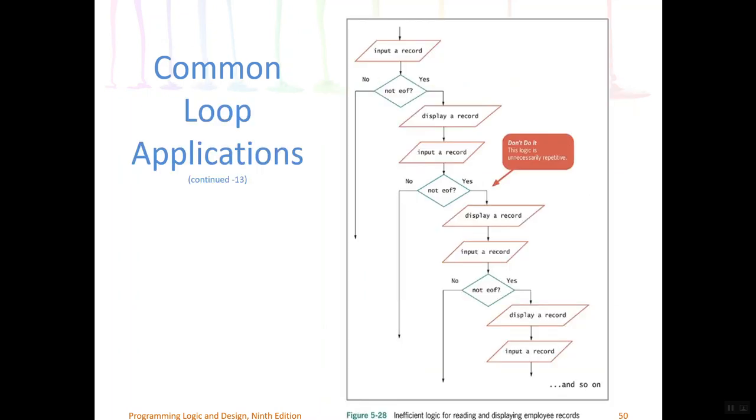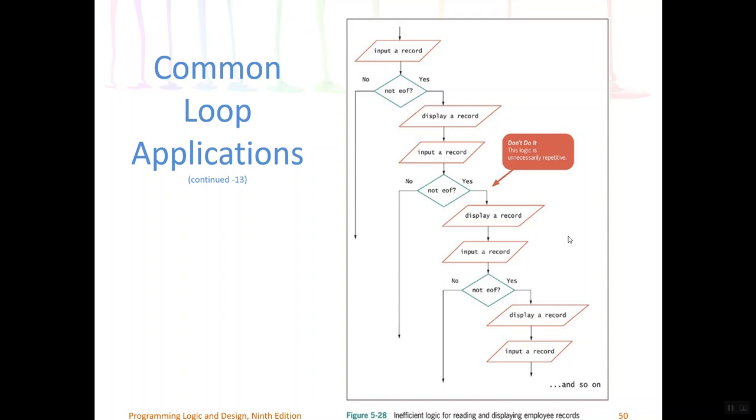Here we have an example of a poor choice by a programmer. Let's say we're reading in a series of records, and we want to check to see if we're at the end of the record. So we input a record. We check, is it the end of file? In other words, was it a valid record, or are we at the end of file? If it's not the end of file, go ahead and display it, get the next record. If it's not the end of file, display it, get the next record.